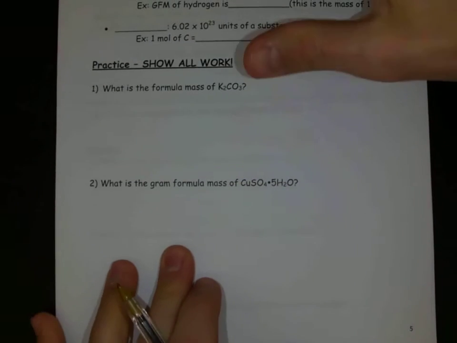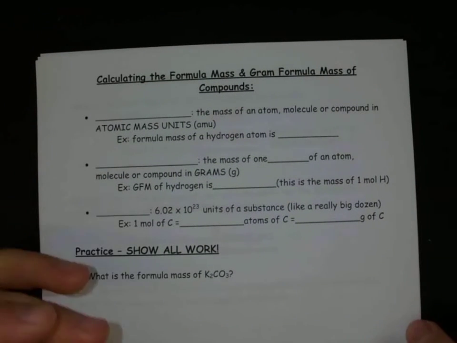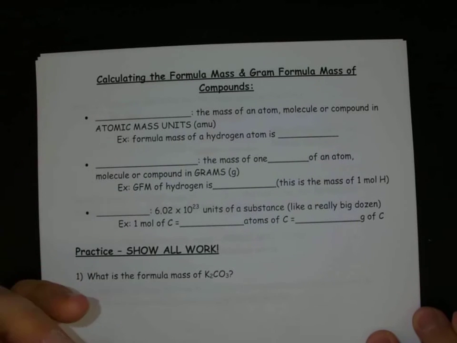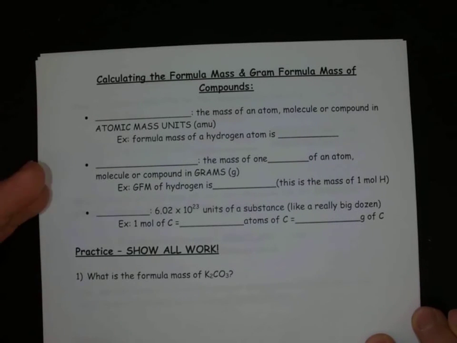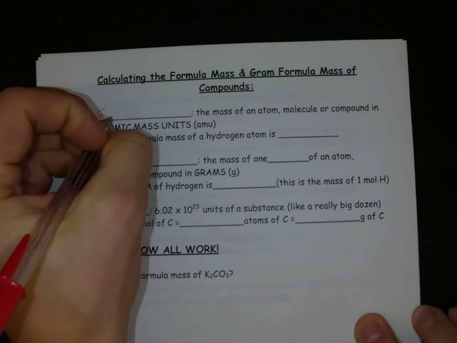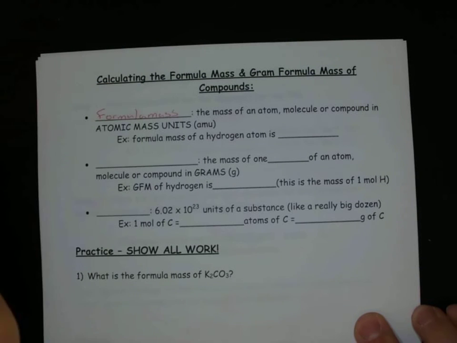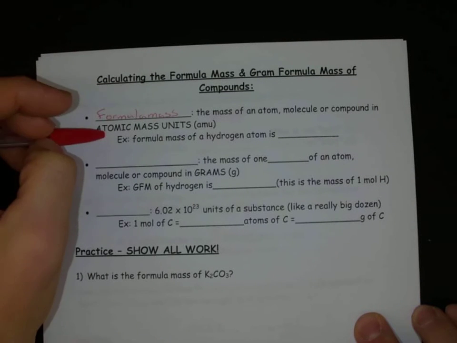We can flip to the next page here. So what we have is our formula mass and the gram formula mass. Really, these are kind of interchangeable, and most often we use grams, okay? But our formula mass is the mass of an atom, molecule, or compound in atomic mass units, right?